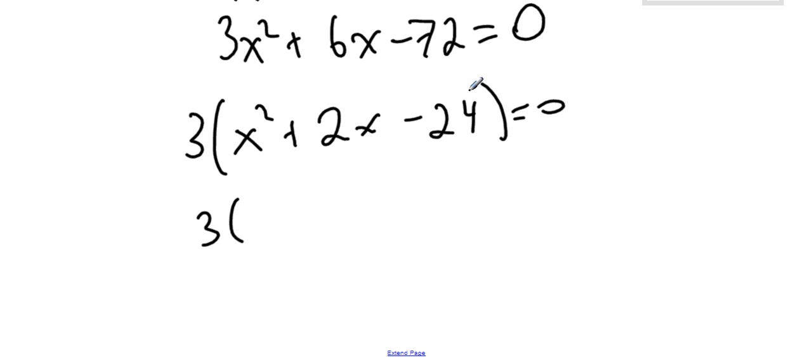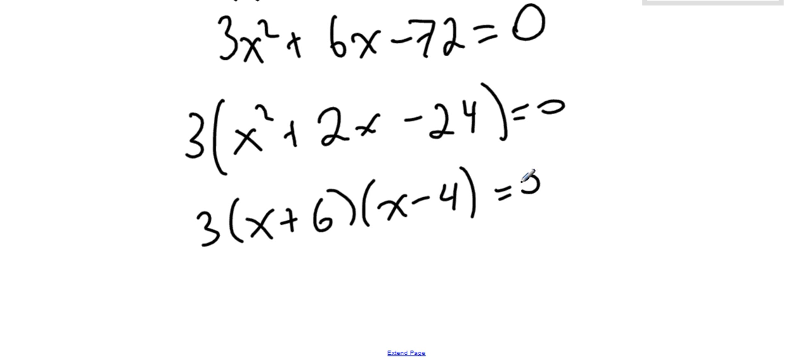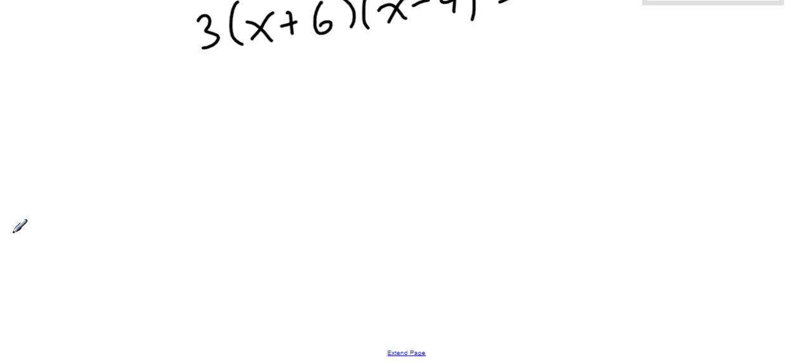So are there two numbers that multiply to negative 24 and add to 2? Yes, there are. Positive 6 and negative 4. So again, they add to 2 and they multiply to negative 24. So now that I've factored, I can go ahead and solve for x.